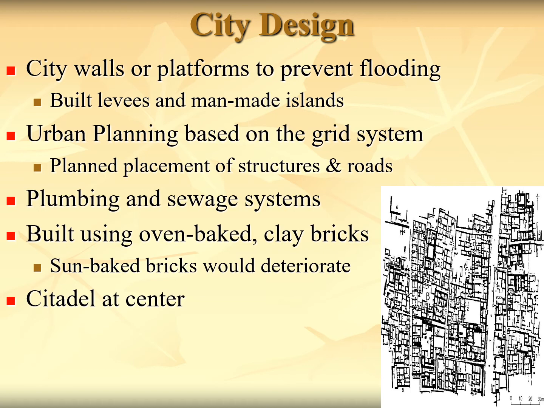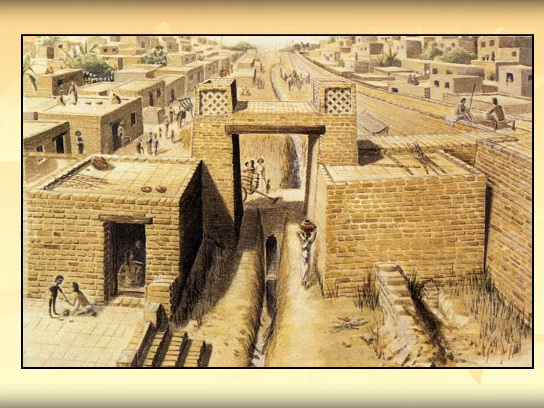So the 3 big takeaways that the Indus civilization gives us are urban planning based on the grid system, the plumbing system, and the use of oven-baked clay bricks, which were stronger than the old sun-baked bricks we saw before. So we can actually see these 3 elements in this picture of Mohenjo-Daro.